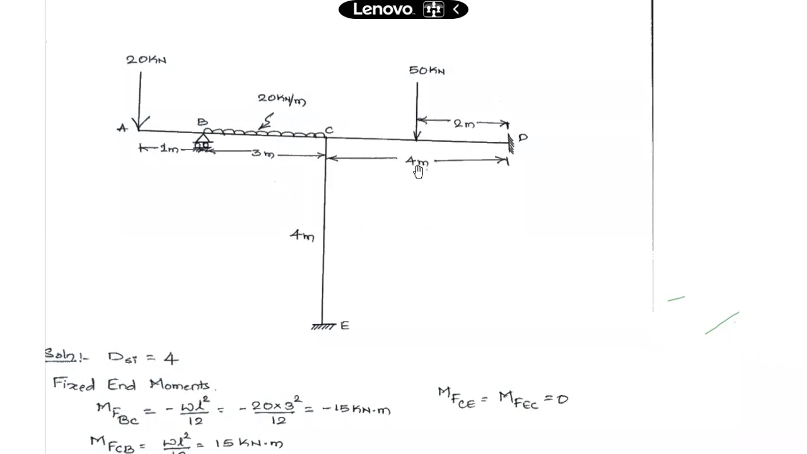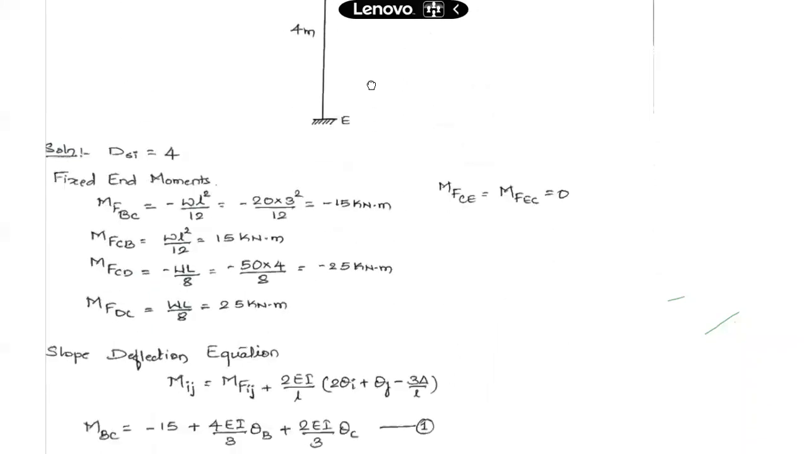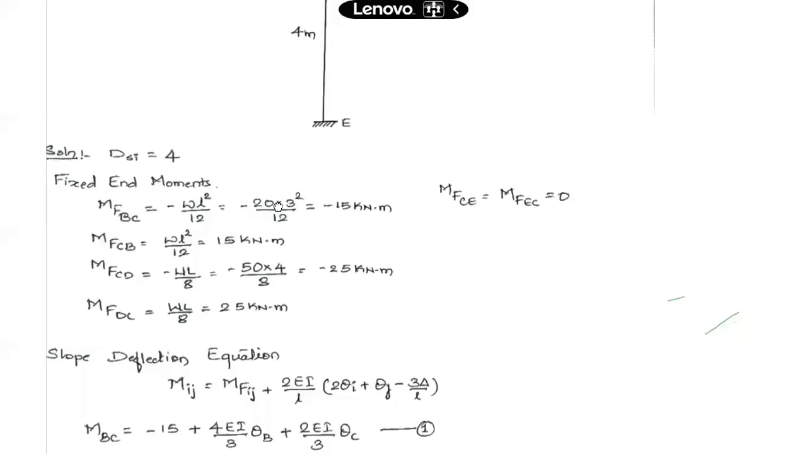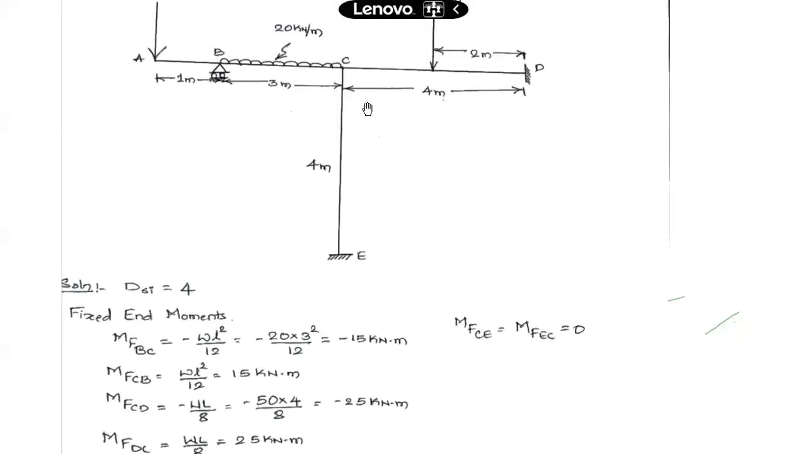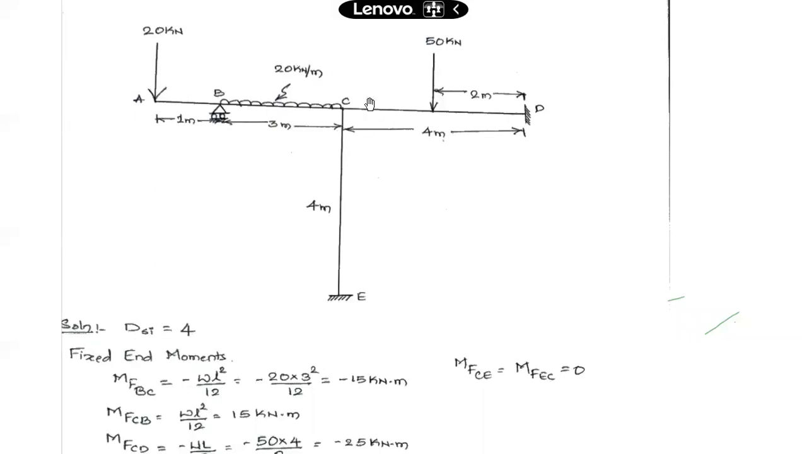CD is a member of length 4 meters and it is supporting a concentrated load of 50 kilonewton at the midspan, exactly at the midspan. There is a point load of 50 kilonewtons only. So in that case, the fixed end moment will be WL by 8. You need to identify the sign under such a circumstance. At this joint, the moment will be anti-clockwise, and over here, the moment will be clockwise. It depends on how the load is acting on the member.